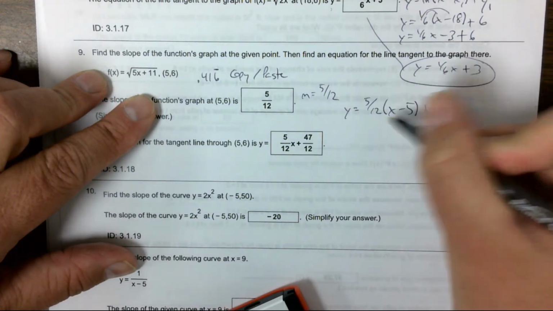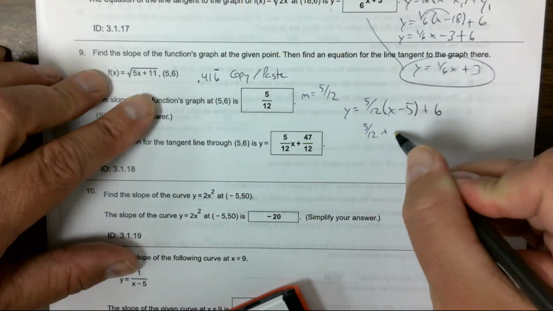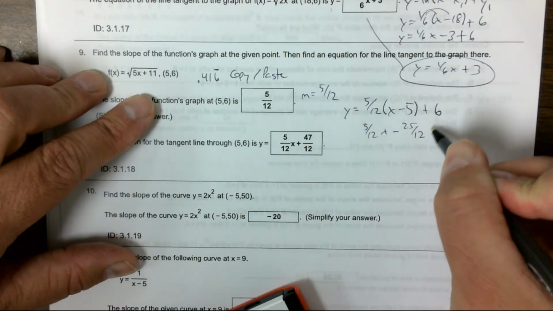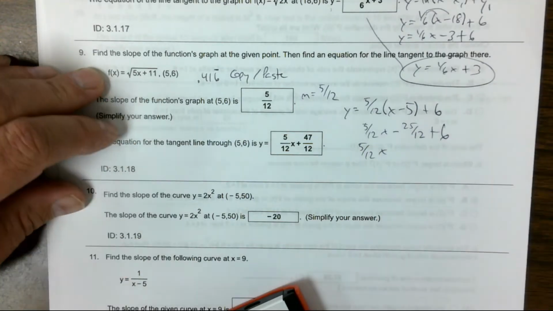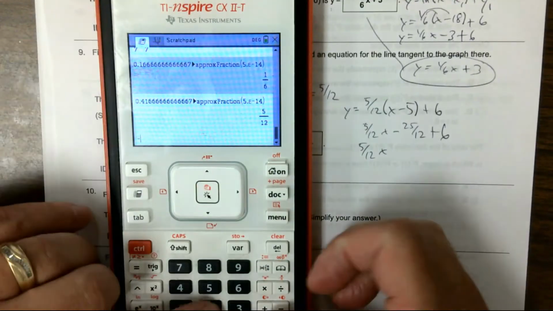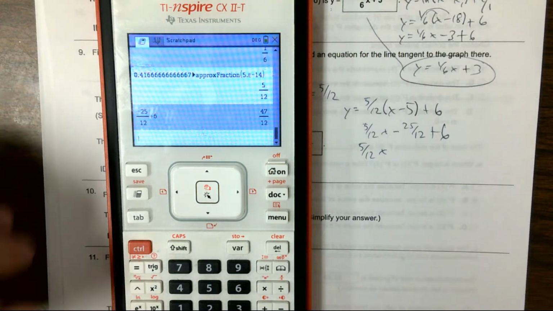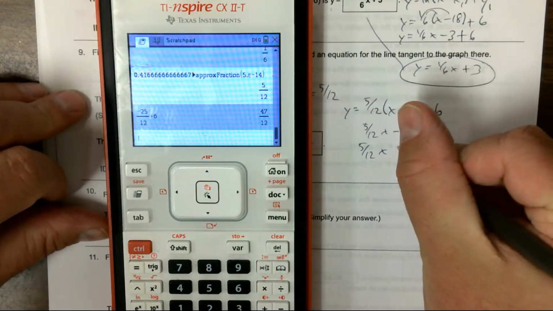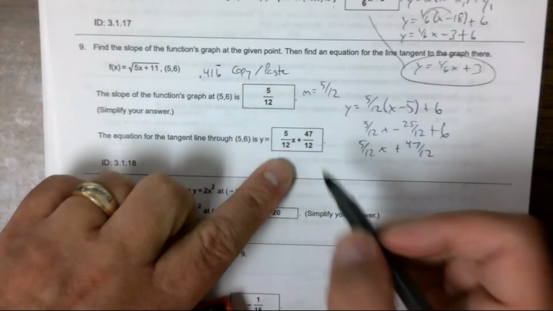And that's your formula. So this would be 5/12 x minus 25/12 plus 6. Now, on the calculator screen, I'm going to say negative 25/12 plus 6. It gives me 47/12. And that's what we have.